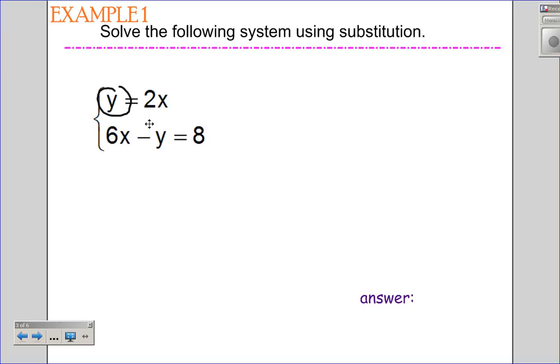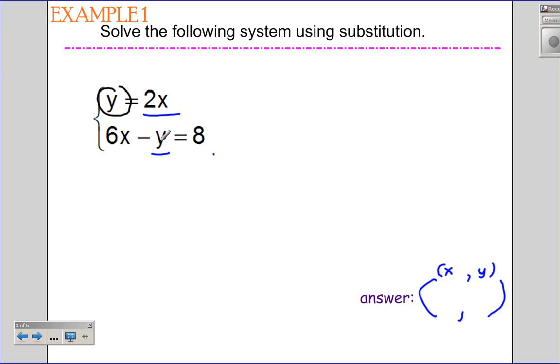So I have y equals 2x, and I have 6x minus y is 8. If y is equal to 2x, then what is y? I need to get rid of this variable. I can't solve for both of these at once, I can only solve for one of them, because remember, my answer is going to be some point written x comma y. So I need to know x and I need to know y, so I have to solve one of them at a time.